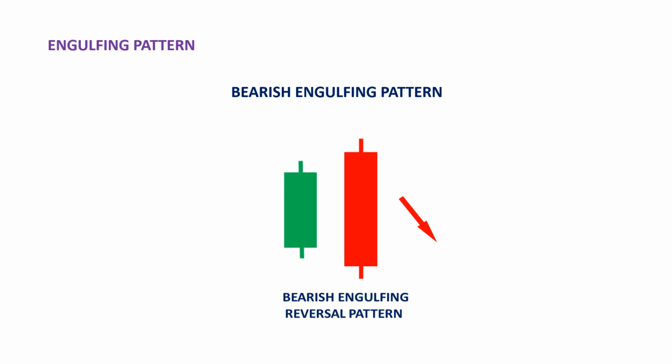When this pattern appears at a resistance level or at the top of an uptrend, it signifies that sellers have stepped in with significant force, overpowering the previous buying momentum. This suggests a potential reversal of the uptrend and the beginning of a downtrend.